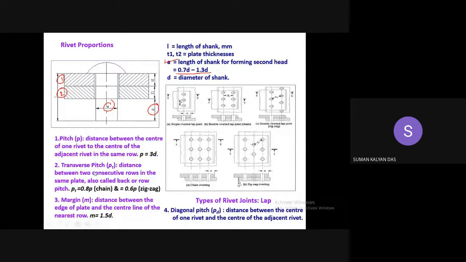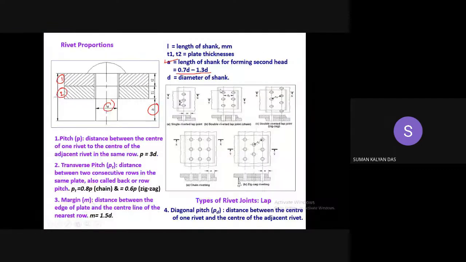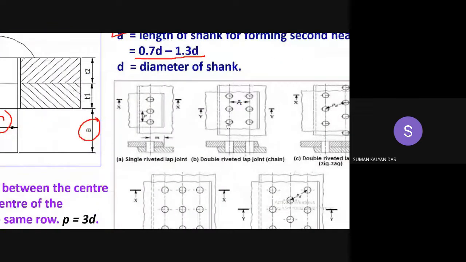And transverse pitch is the second terminology. Transverse pitch is the distance between two consecutive rows of rivets in the same plate. So transverse pitch is applicable where we have more than one row. As you can see over here, we have 2 rows, and the distance between the 2 rows is the transverse pitch. And of course, they have to lie on the same plate.